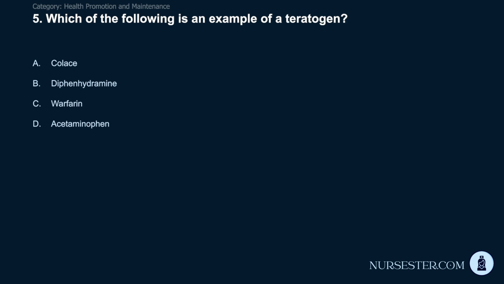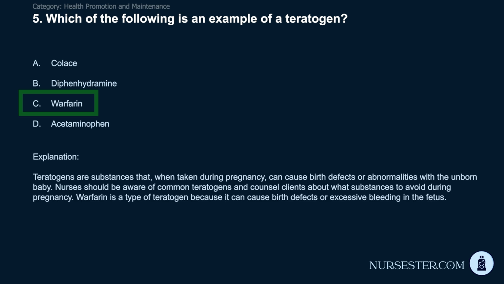5. Which of the following is an example of a teratogen? A. Cholase. B. Diphenhydramine. C. Warfarin. D. Acetaminophen. Correct answer: C. Warfarin. Teratogens are substances that, when taken during pregnancy, can cause birth defects or abnormalities with the unborn baby.